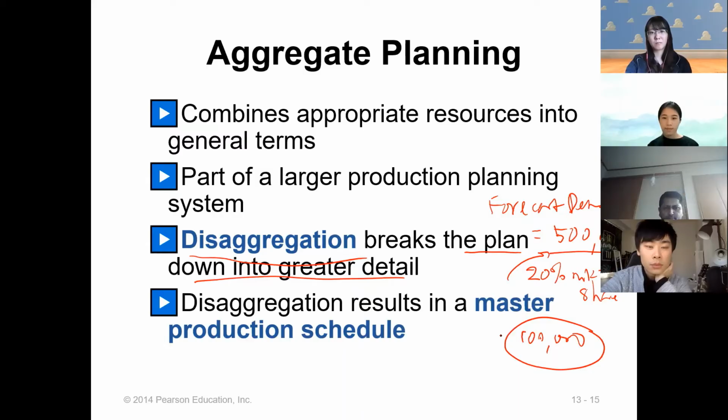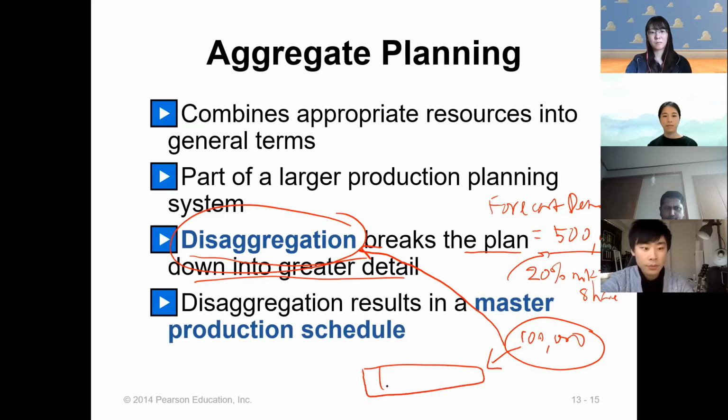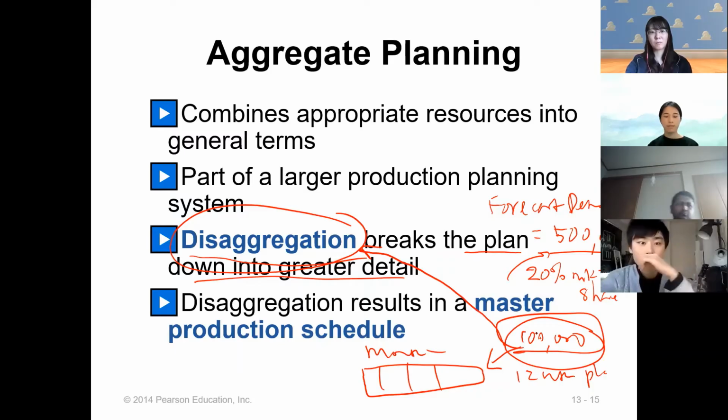So from this 100,000, you're going to disaggregate. You're going to break it down into, for example, a monthly 12-month plan. Okay, so my aggregate plan is a 12-month plan. So this 100,000, how am I going to meet this 100,000? Am I going to produce it evenly, or based on something else, or even break it down into further detail.